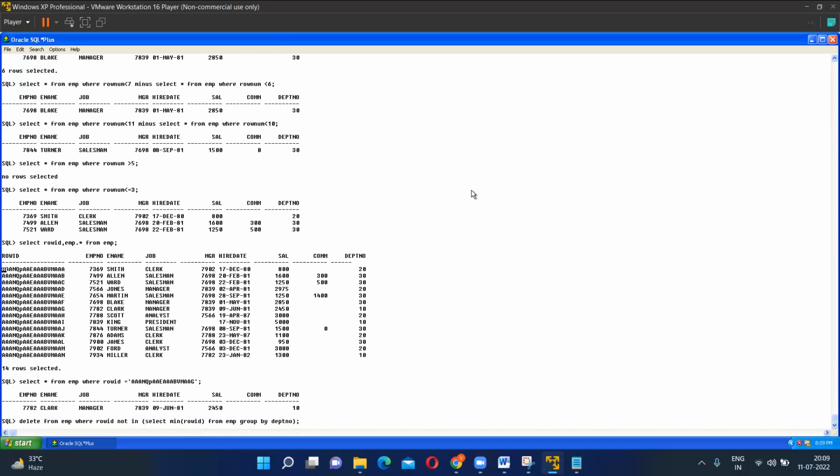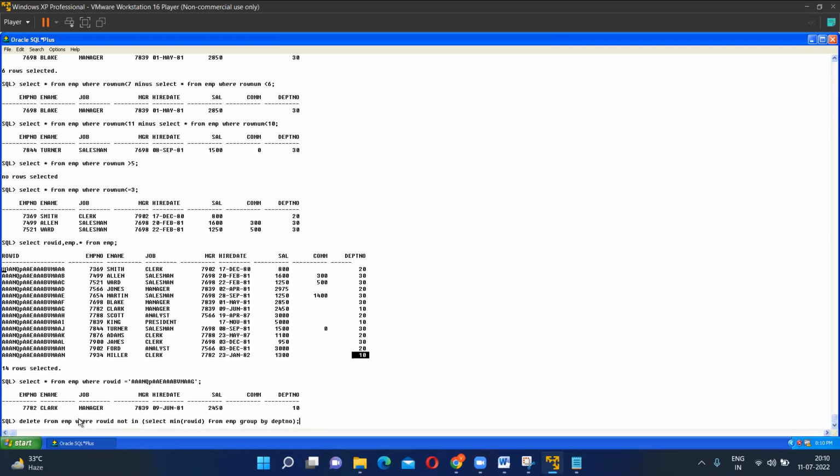Yes, this is the minimum of row ID from this EMP table, which is grouped by the department number. So minimum of row ID for each department. That means department number 10 is having so many row IDs: department 10, department 10, department 10. For these, one particular row ID will be there. Similarly, for 20, one minimum row ID will be there. For 30, one minimum row ID will be there. We will keep it.